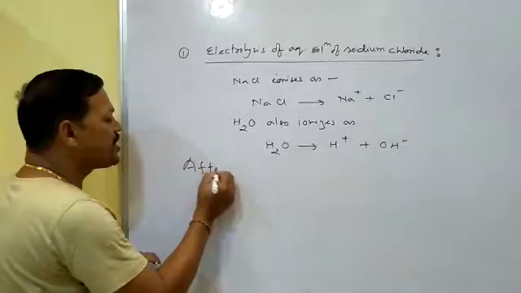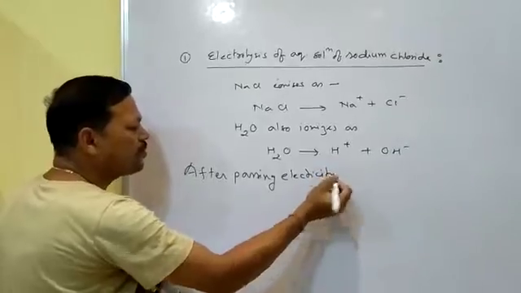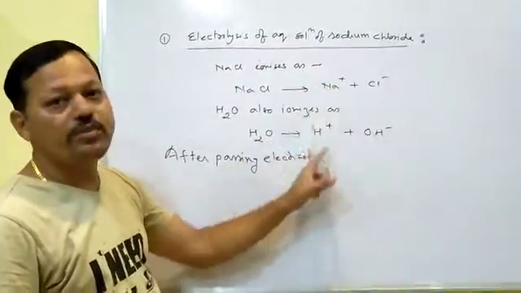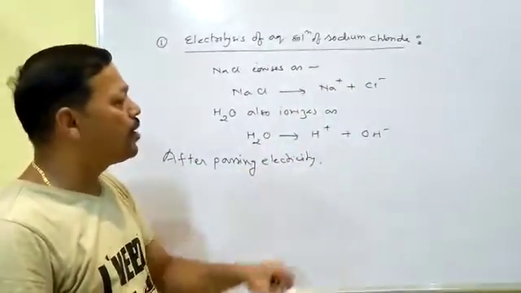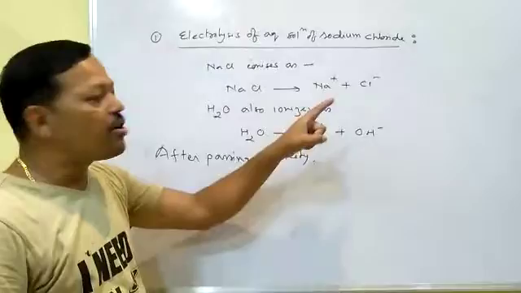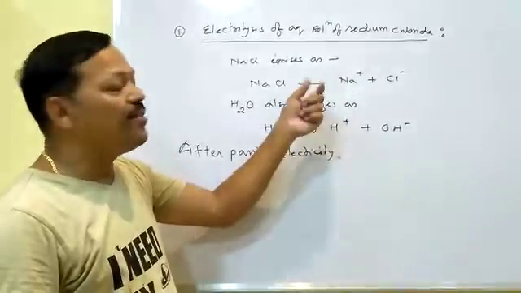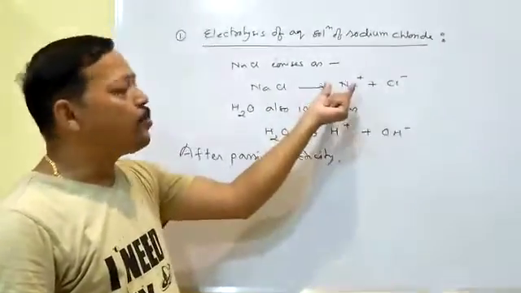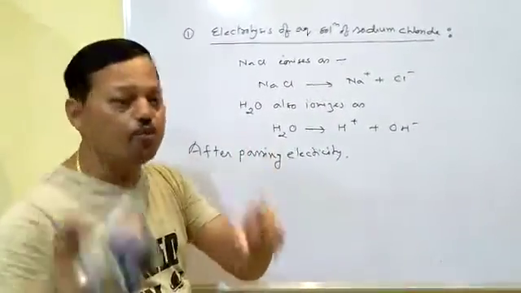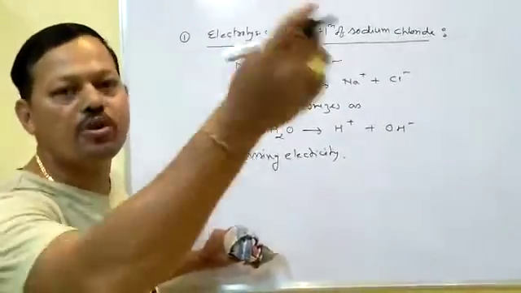Now after passing electricity, which ion will move towards the cathode, which ion will move towards the anode? As you know, positive ions move towards the cathode, negative ions move towards the anode. But here there are two positive ions. Will both ions move or only one ion? Actually, there will be a competition between these two positive ions. The ion whose potential value is larger, I mean higher the potential value, greater is the tendency to move towards the electrode. The potential values are given in your book, you can see the potential value.